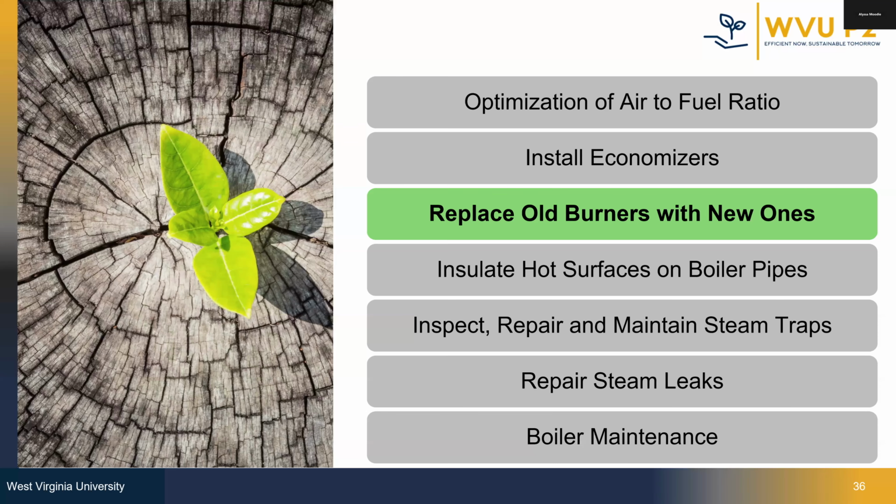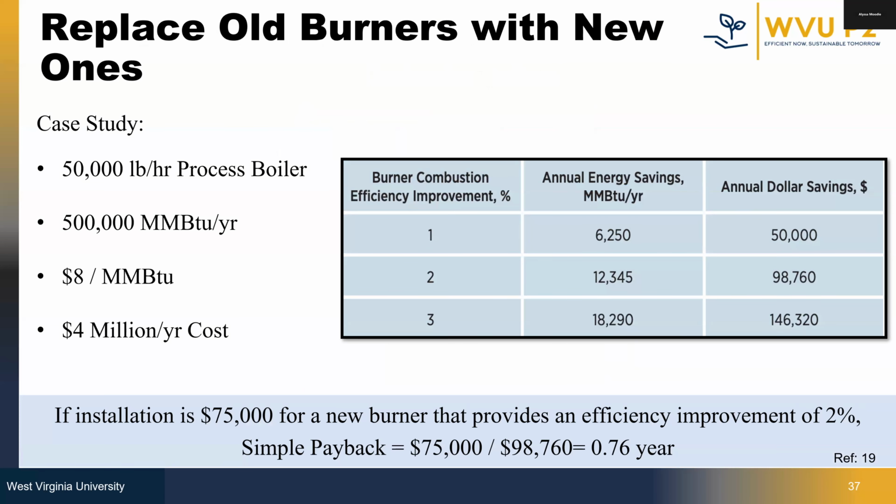So next, we'll discuss the replacement of old burners with new, more efficient burners. Old burners are often inefficient and inaccurate in how they mix the fuel and the air. Over time, this leads to incomplete combustion, higher emissions, and wasted energy. Replacing them with modern, high-efficiency burners can significantly improve boiler performance.